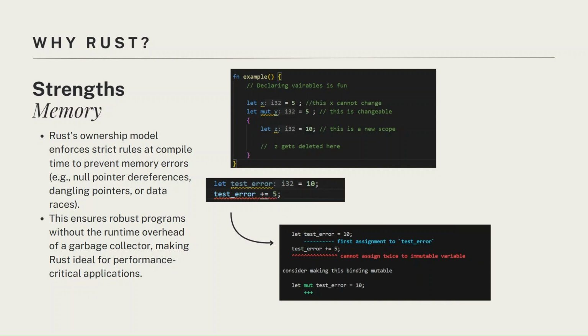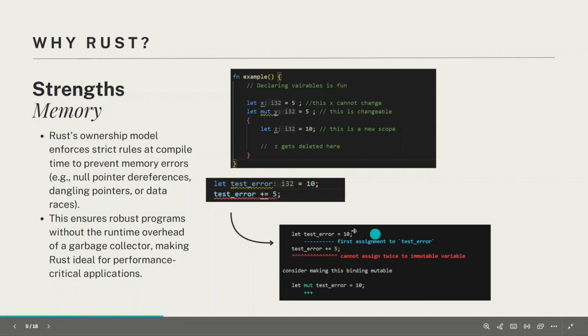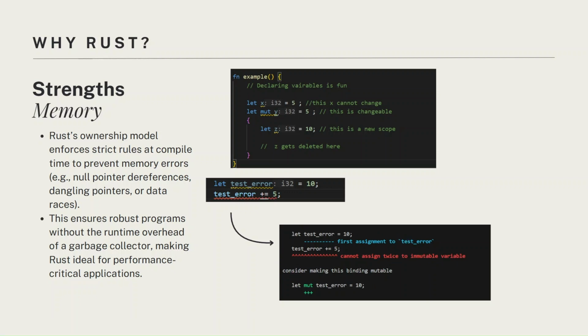When you first declare a variable, as you can see with x here, x cannot be changed because it's immutable. That is the default for any variable defined. And as you can see with this example down here, test error, if I try to change it later, add 5 to it, then the compiler will tell us. And that's something super interesting about the Rust compiler, that it's very explicit with how it gets things done.